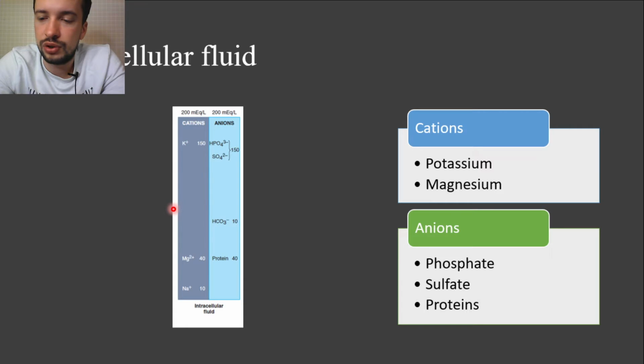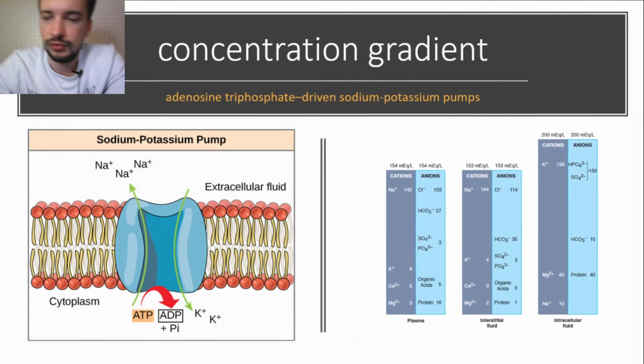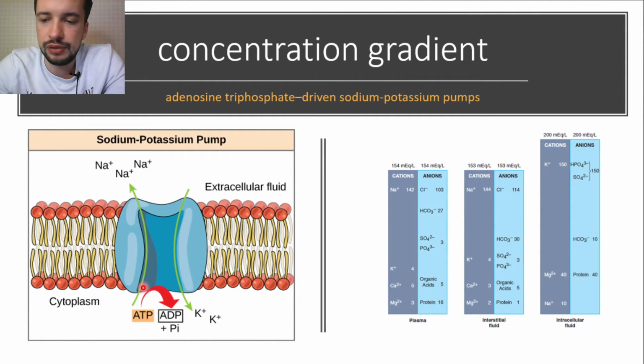The intracellular fluid compartment is composed primarily of the cations potassium and magnesium, and the anions phosphate, sulfate, and proteins. The concentration gradient between compartments is maintained by adenosine triphosphate-driven sodium-potassium pumps located within the cell membranes.